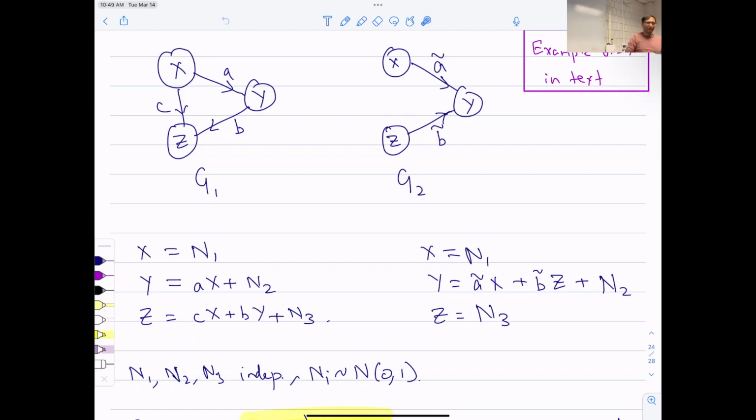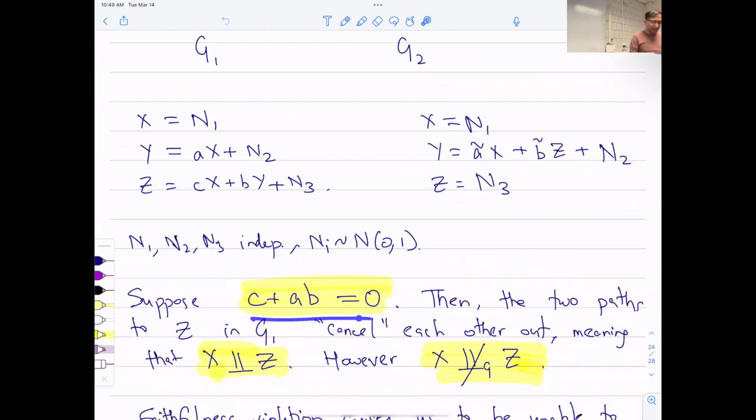And here's an example. One could argue, however, that this is just a zero measure set. In the set of R3, you're looking at all parameters C such that C plus AB equals 0. So maybe you don't care. And for a lot of the distribution-based causal inference literature, faithfulness is just assumed without too much worry. After all, it's, at least in Lebesgue measure, a zero measure set. You shouldn't worry about it.